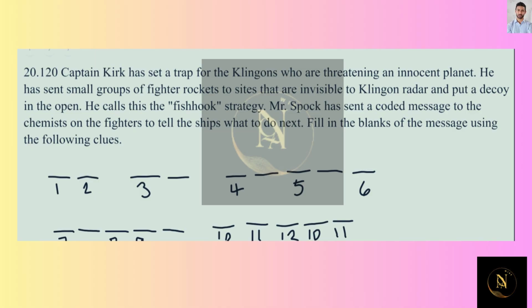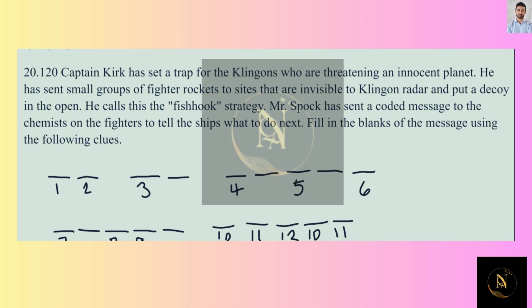So in this video, we're going to work through question 120 from chapter 20, which says, Captain Kirk has set up a trap for the Klingons, who are threatening an innocent planet. He has sent small groups of fighter rockets to sites that are invisible to Klingon radar and put a decoy in the open. He calls this the fishhook strategy. Mr. Spock has sent a coded message to the chemists on the fighters to tell the ships what to do next. Fill in the blanks of the message using the following clues.